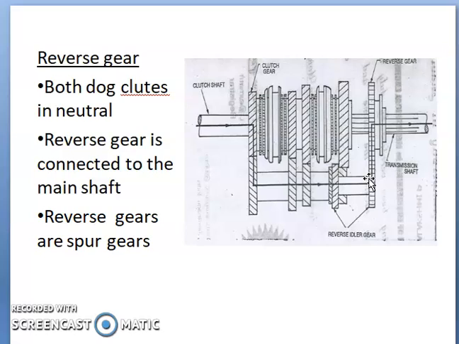So while the vehicle is running in reverse, it usually runs at a very low speed. So the presence of the idler gear helps only in changing the direction of rotation. So this is the working of the constant mesh gearbox.